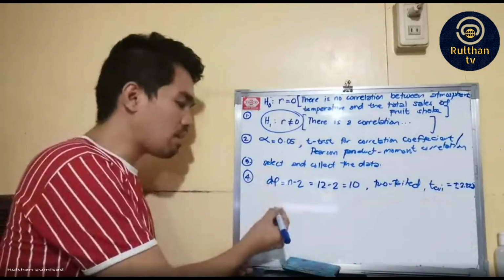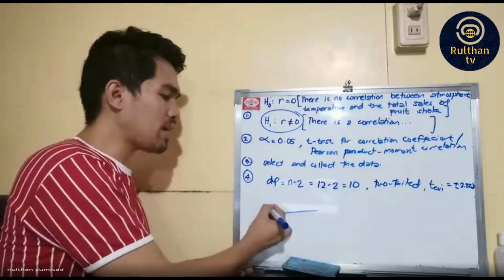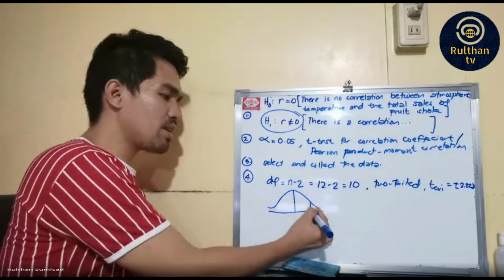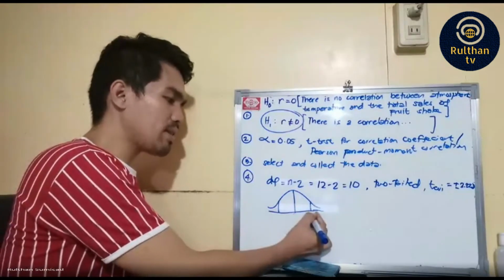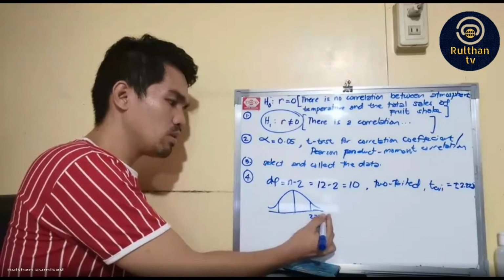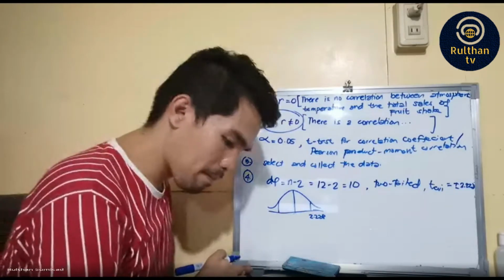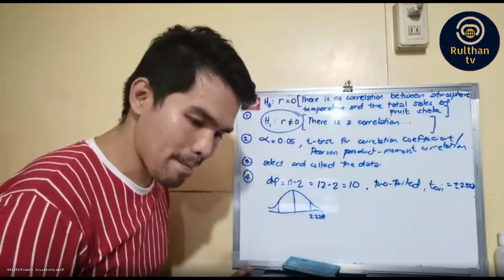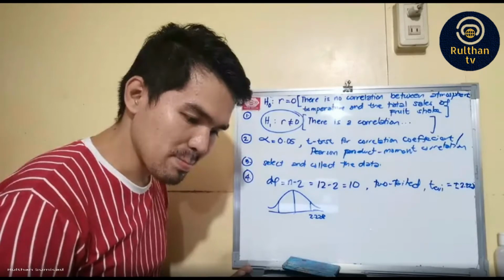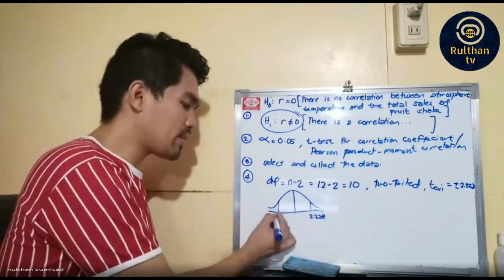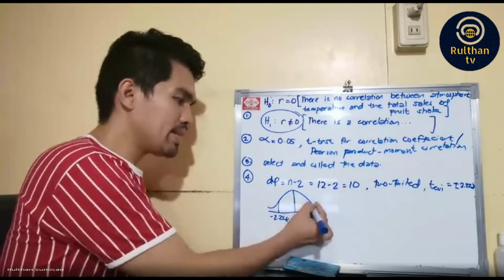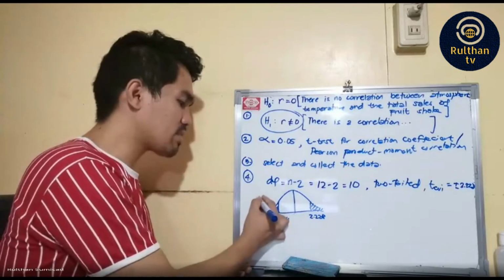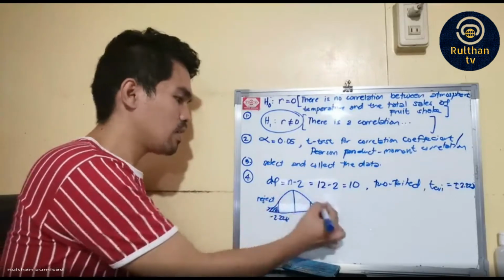So if we would illustrate our diagram, we would have it this way. Our rejection region, on both sides, is positive 2.228, and then we have negative 2.228. This is our diagram. The shaded region is where we reject.